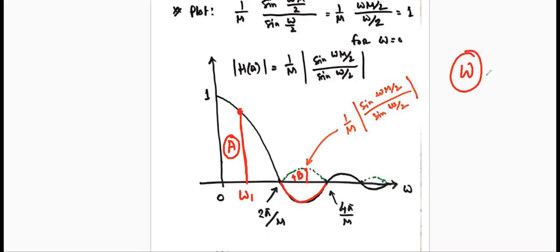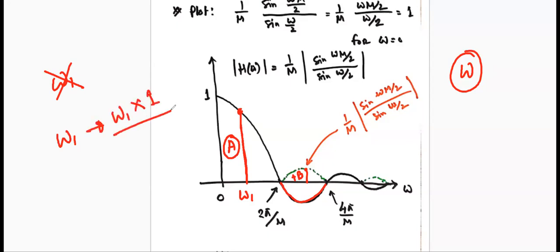Amplitude is positive. You are amplifying or de-amplifying, whatever the case, that is positive, but it might be shifted to some places. That means the phase might be changed. The phase might be changed, but the amplitude is always positive. What does it mean? You have the frequency component omega 1, or you don't have the frequency component omega 1.